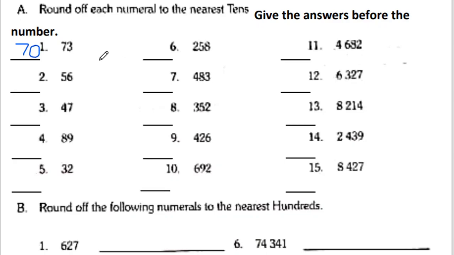Just like that. And then you will be the one to answer, starting from number 2 until number 15. So you will be the one to answer. Number 1 is already a bonus because we are done already.